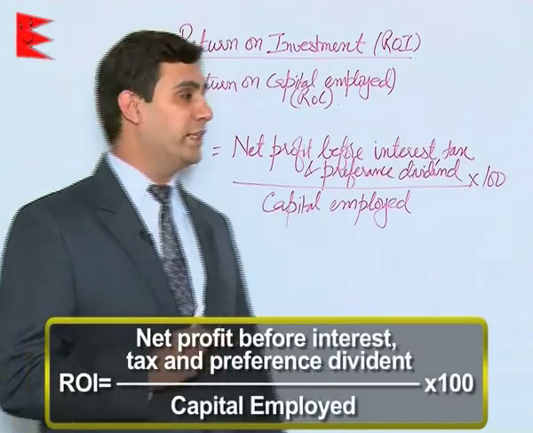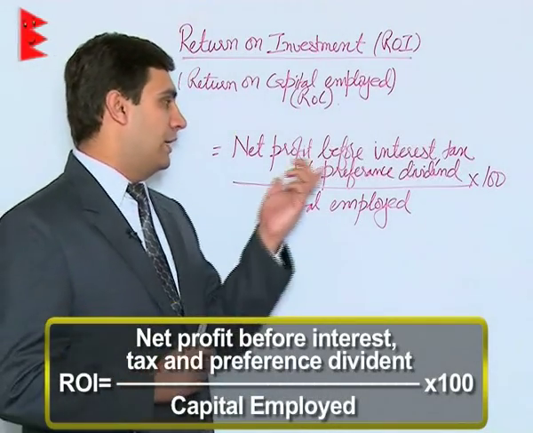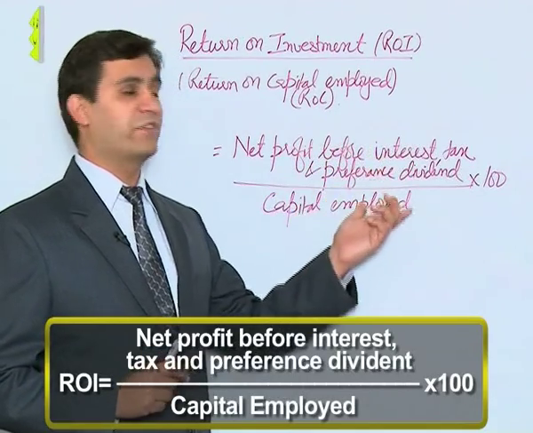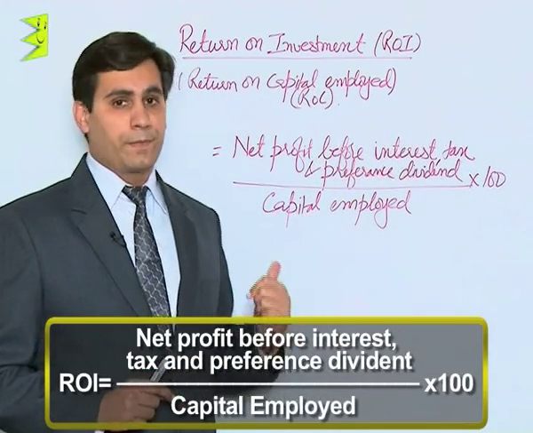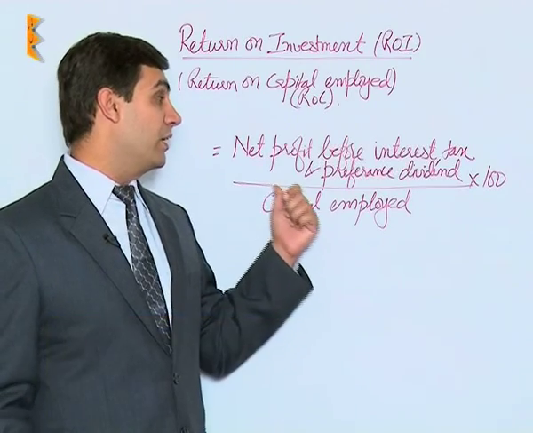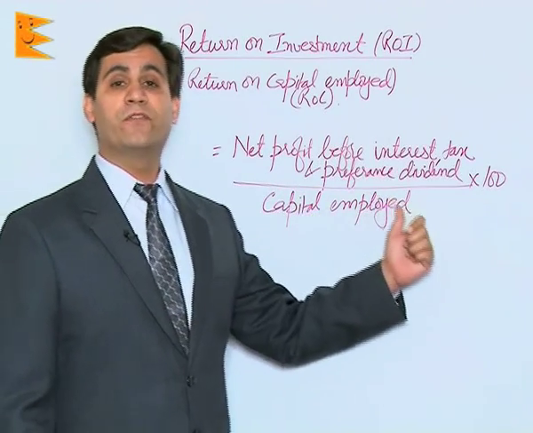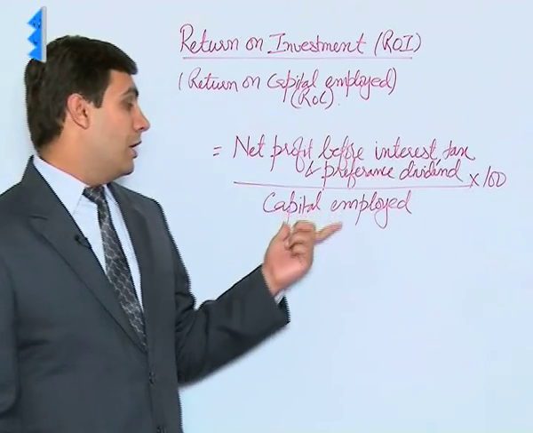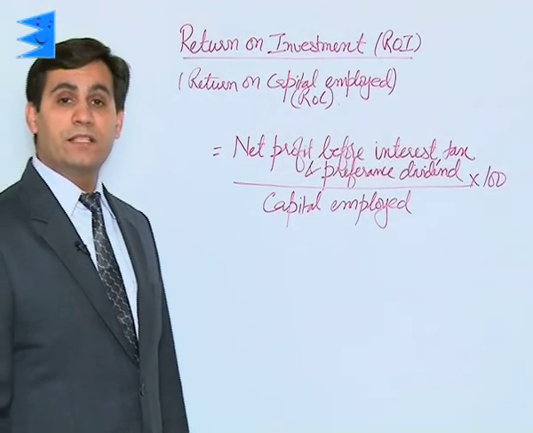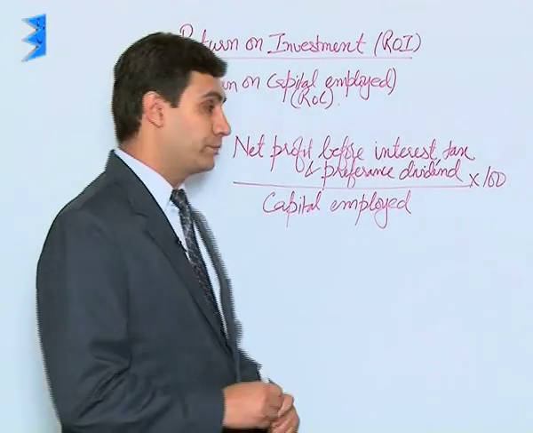It can be calculated by using this formula, that is net profit before interest, tax and preference dividend upon capital employed into 100. Remember that the numerator has net profit which is before interest, tax and preference dividend upon capital employed in the business into 100.